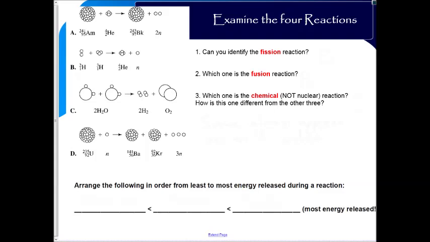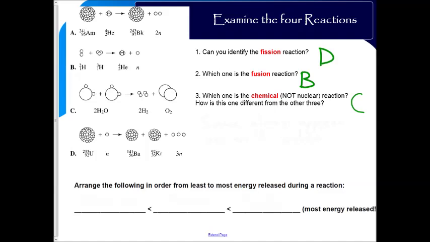So for number 1, identify the fission reaction. That would be D. We have uranium-235 and a neutron. This neutron splits it into barium and krypton and releases 3 more neutrons. As for the fusion reaction, B. We have 2 hydrogen atoms fusing to form a helium and another neutron. And then for the chemical reaction, that would be C. We have 2 waters, 2 H2Os, reacting to give us 2 hydrogen and 1 oxygen.